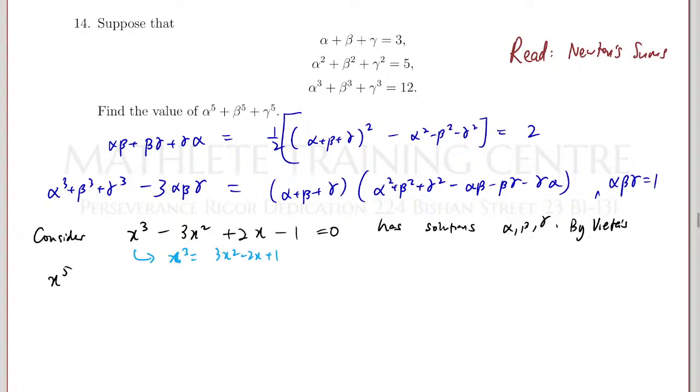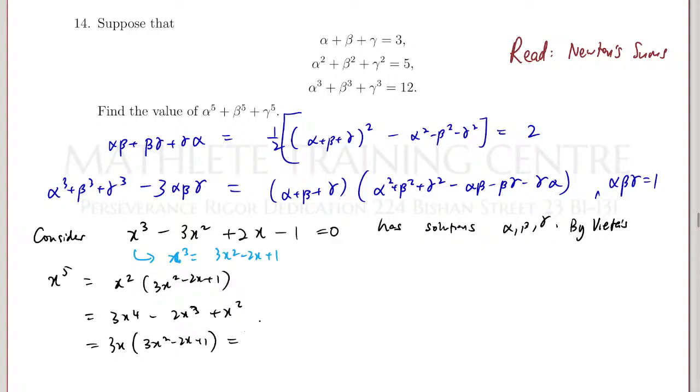x power 5, I can think of it like this. I can think of it as x times x power 4. But x power 4, I convert it into, sorry, no, I want to think of it as x squared times x cubed. And x cubed is this guy. Okay, so this is 3x power 4 minus 2x cubed plus x squared. And I do it again here. I write it as 3x times x cubed, which is this guy. Oh, sorry, I forgot the behind terms.